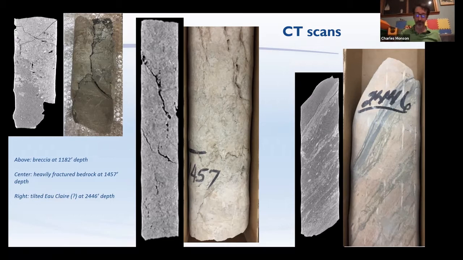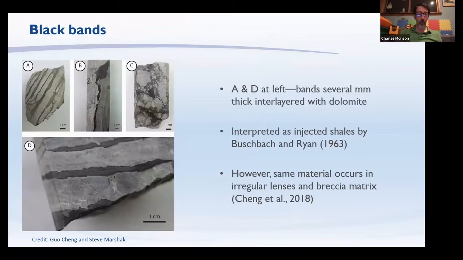Okay, so one thing that pops up a lot of different places in this core are these black bands. And they were taken to be shale by Bushback and Ryan. You know, understandably, they look like shale. That's what everyone thought they were.